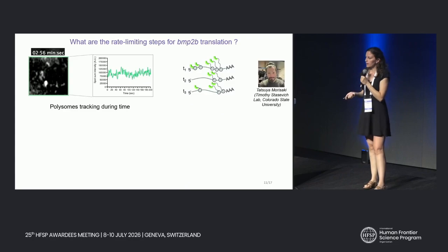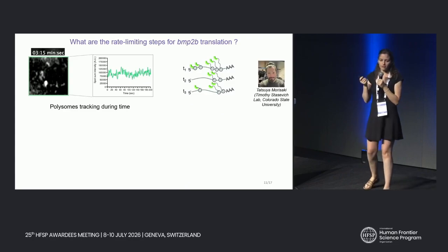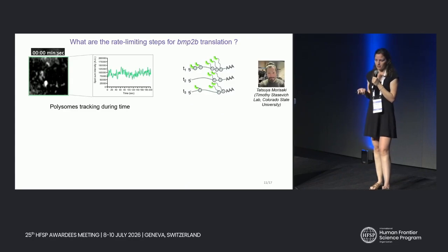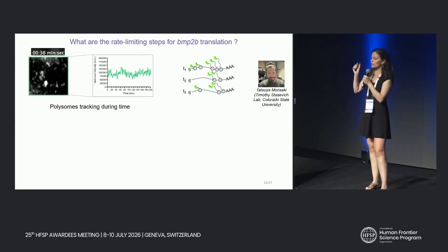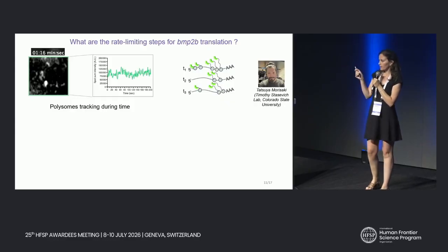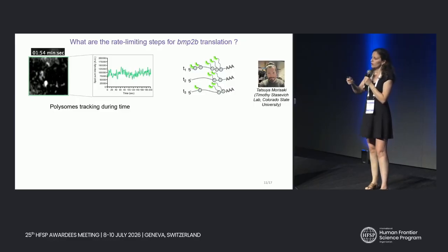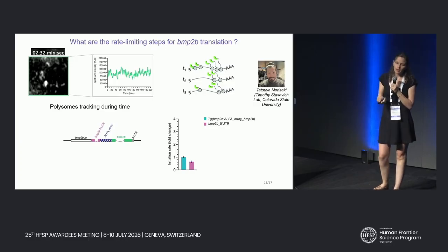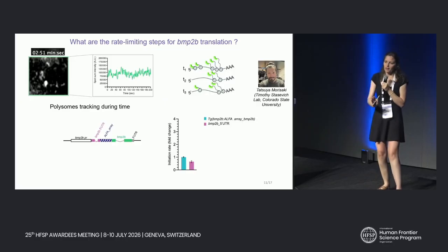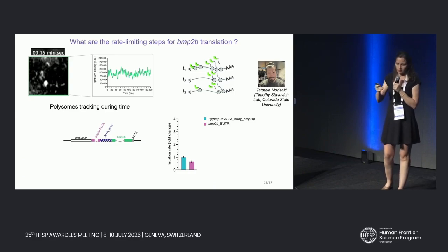And so together with a physicist in Timothy Stasevich's lab at Colorado State University, Tatsuya Morizaki, we could autocorrelate this signal and then find translation kinetics such as the initiation rate of ribosomes or the elongation rate. And so we could then compare different constructs. In this case, we compared the stable line expressing the BMP and the transient injection of tagged BMP. We could find the same initiation rate.